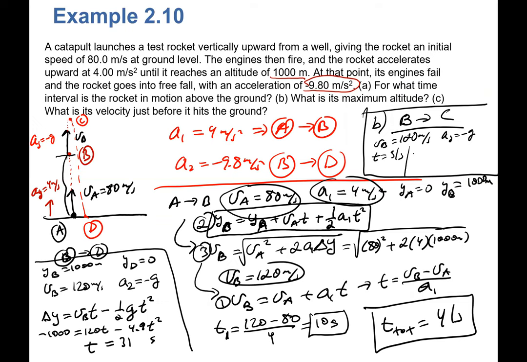So then all I have to do is this. V final, which is V at C, sorry, D. We're going from C to B to D. Sorry, guys. So velocity at point D equals initial velocity, which is velocity at B, so let's say 120 meters per second, minus 9.8 times time from B to D, which we got here to be 31 seconds. Then this will be negative 184 meters per second. And that's basically how fast the rocket will be going when it hits the ground. So the impact speed, all right?